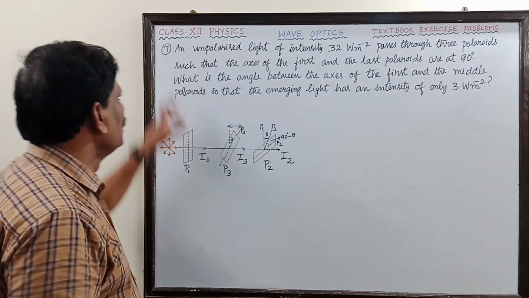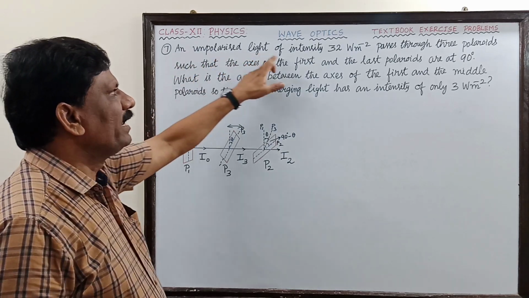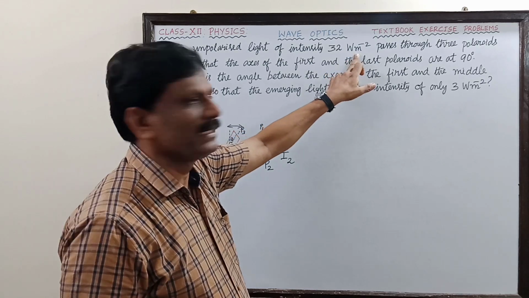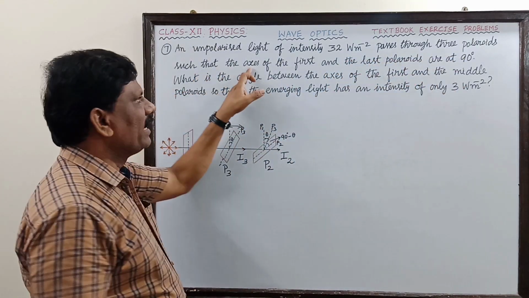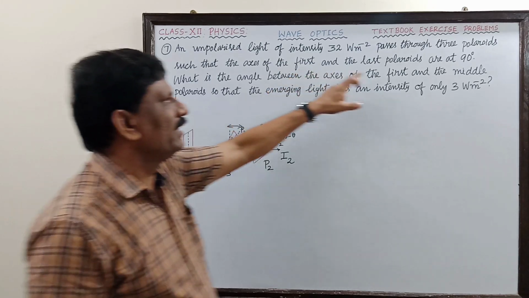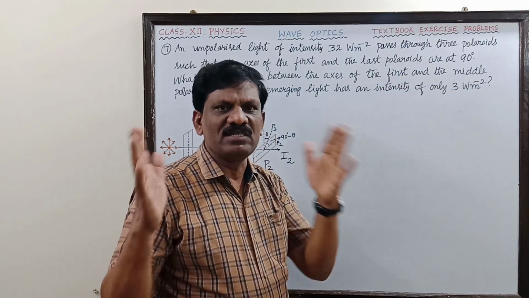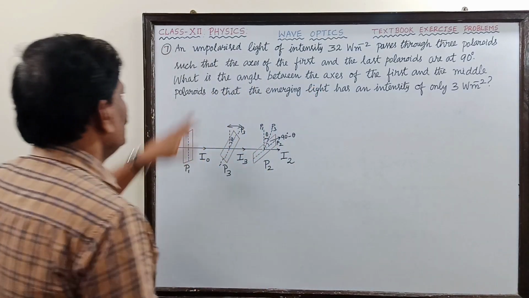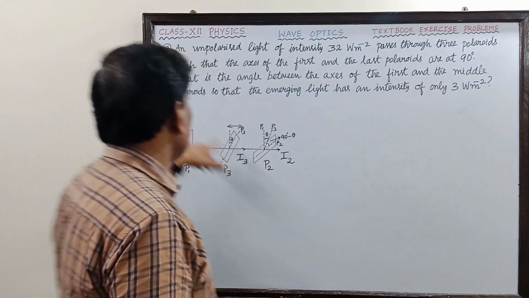Hi students, problem number 7. An unpolarized light of intensity 32 watt per meter square passes through three Polaroids such that the axes of the first and the last Polaroids are at 90 degree. The first and the last Polaroids are crossed at 90 degree. Okay, like this. What is the angle between the axes of the first and the middle Polaroids?